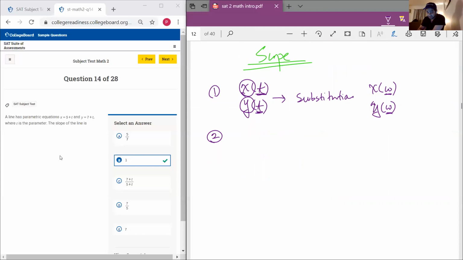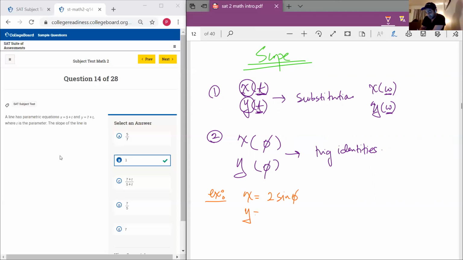Then the second question type, there are only two question types. The second question type is x and y are given to you as a function of theta, where theta represents some angle and there are trig functions involved. So in that case, you have to use trig identities. Okay, for example, they can say x is equal to 2 sine theta, y is equal to 2 cosine theta.